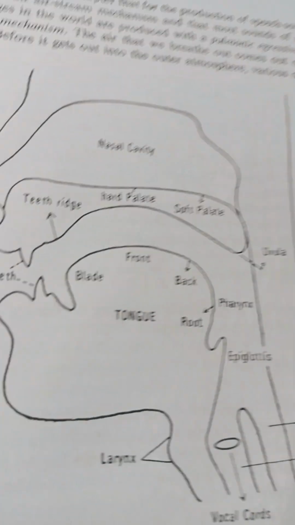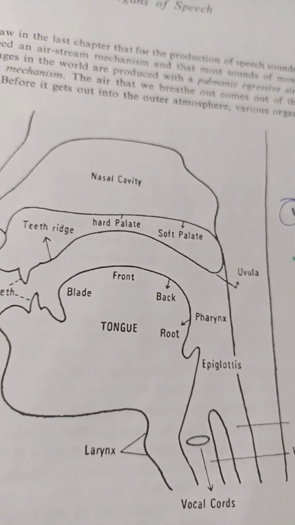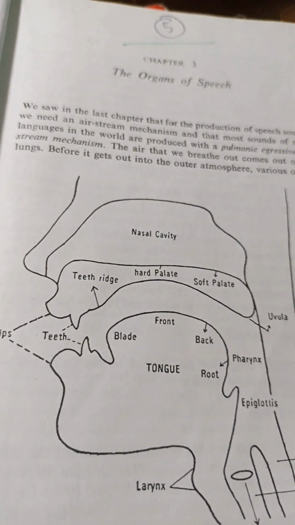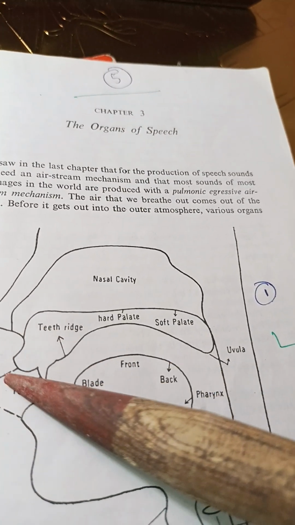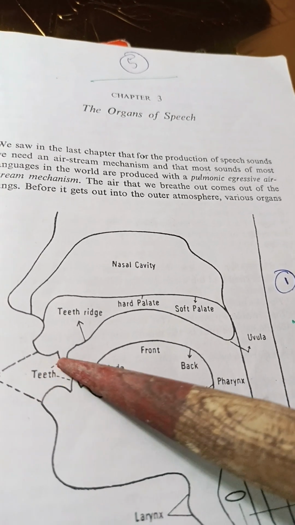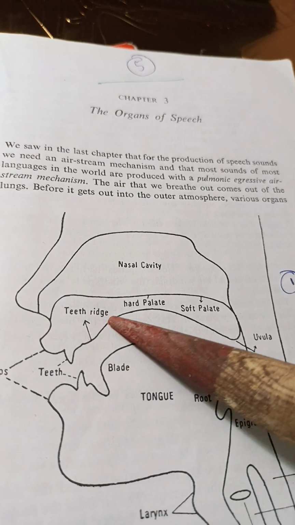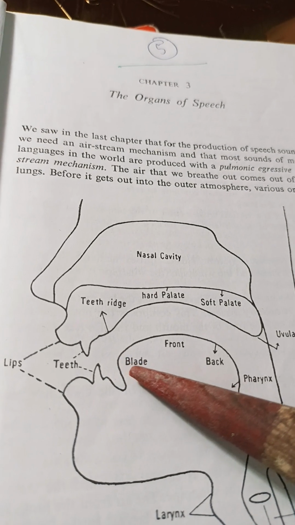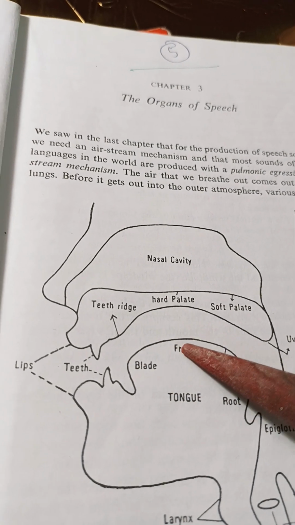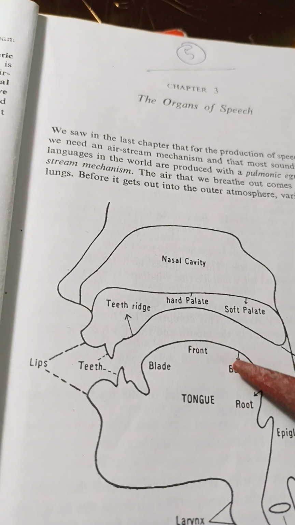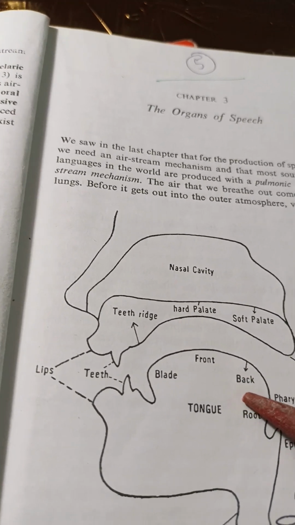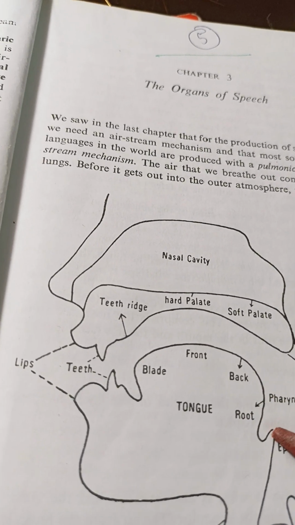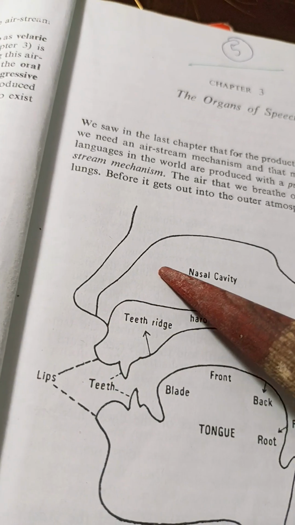If we see the picture of the speech organs, this is the picture of the speech organs. These are the upper lip, the lower lip, and the teeth, and this is the tongue. The tongue is divided into different parts: the blade of the tongue, front of the tongue, back of the tongue, and root of the tongue. After the root of the tongue we have the uvula. And this is the nasal cavity.